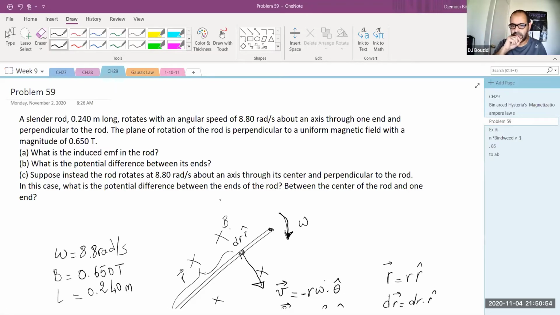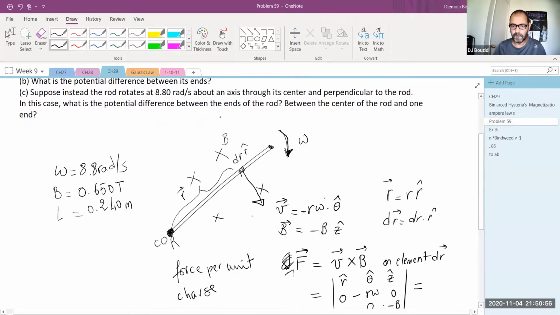So according to my notations, V is minus R omega theta hat. Okay, in polar coordinates, this is the x-axis, this is the y-axis, this is theta, okay? This is R hat. This will be theta hat, okay? Obviously, this is negative, and it's R omega for a point in space.